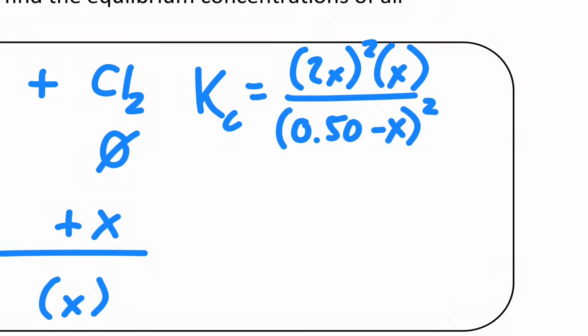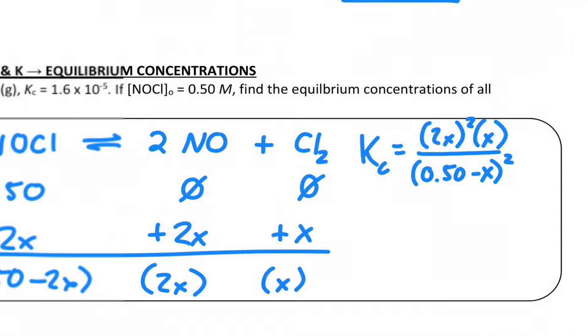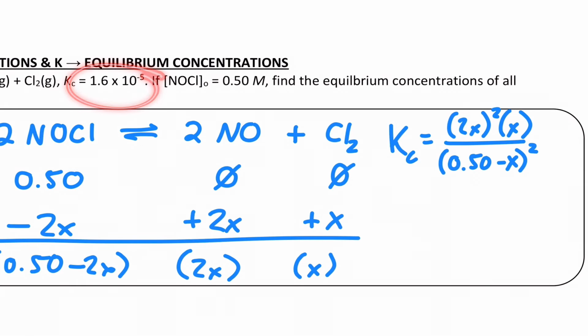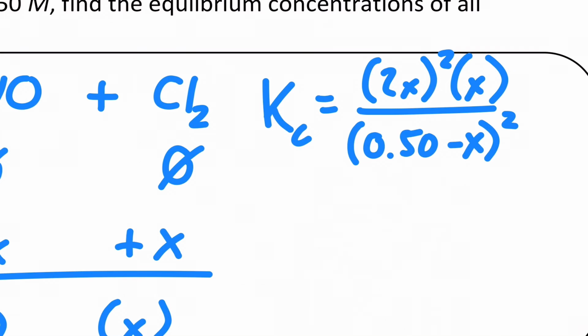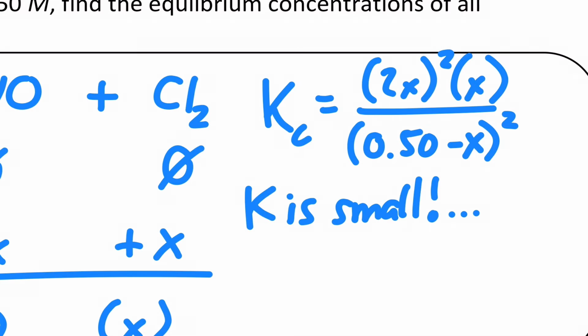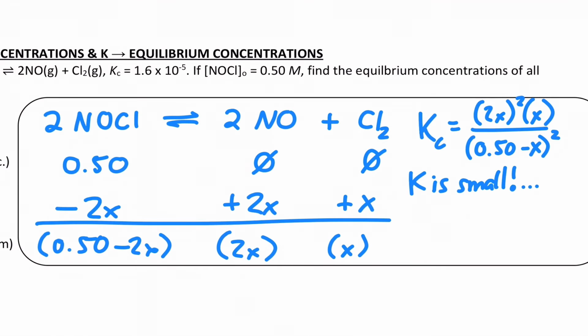So let's think. The K value for this reaction is very small, 1.6 times 10 to the negative 5. So K is small. And therefore, that means that when this thing hits equilibrium, it's mostly reactant heavy. It's mostly going to be what's in the denominator of that expression. That's what a small K value means. It's going to be mostly this stuff.